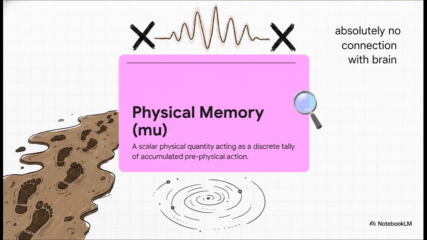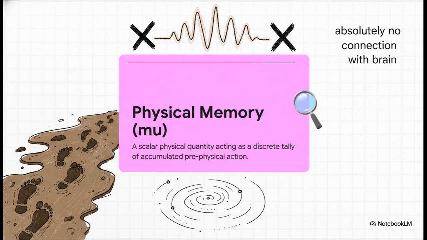Moving on to Section 2, the forest of discrete events, where we look at the axioms of the footprint. Okay, I need to be super clear about this next part. When we talk about the physical quantity of memory, which we denote with the Greek letter mu, do not picture a human brain. Seriously, completely scrub any idea of consciousness, biology, or computer hard drives from your mind. In CMT, memory is strictly a fundamental physical scalar quantity. It is nothing more than a discrete mathematical tally of past physical actions.